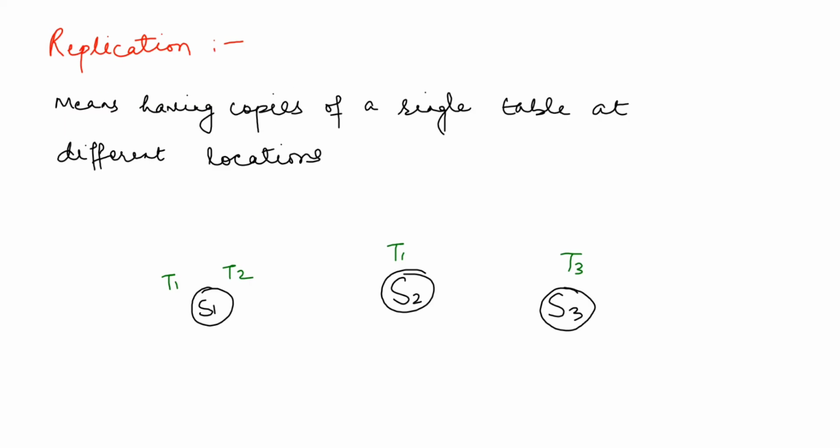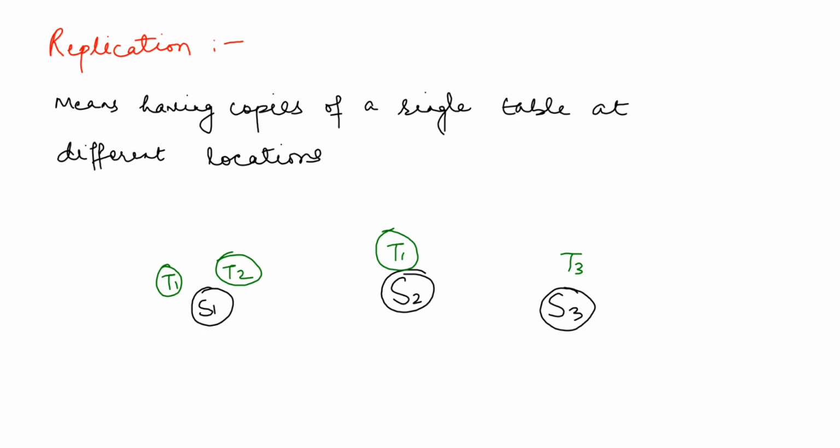So let's see how replication works. Replication means having copies of a single table or database at different locations. If S1 accesses T1 and T2 more frequently, then it is efficient to store T1 and T2 at S1. Their replica is at S1. But T1 is accessed by S2 as well, and S2 accesses only T1 frequently, so we will store T1 on S2 as well.